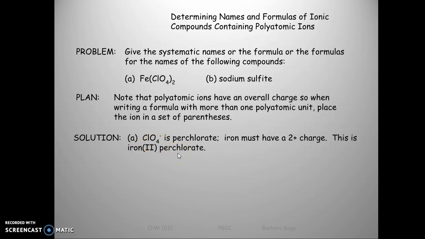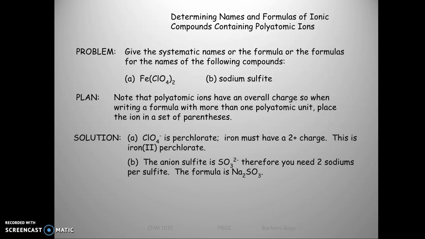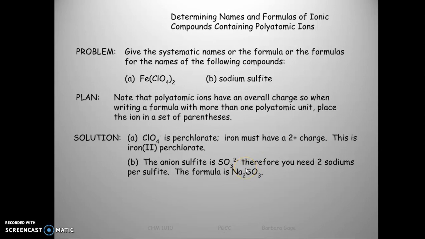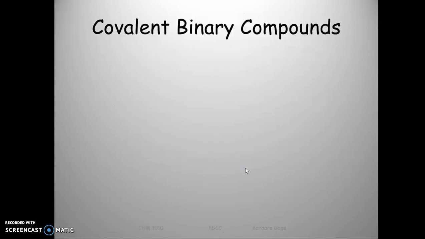On B, sodium we know has a 1 plus charge. Sulfite from the chart is SO3 2 minus. So all we've got to do here is combine their charges. So sodium takes the 2, sulfite takes the 1 from the sodium. And that is it. And in the next video, I will show you covalent compounds.